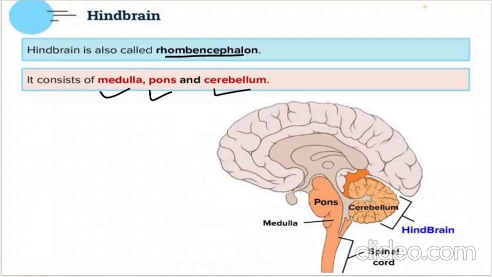Now, the midbrain also has many parts, but it's not possible to study each and every part. When you take up science and become a brain surgeon, you can study each and everything. So right now, as per our NCERT, we will go that way. Now, as I said, the hindbrain consists of the medulla, pons, and the cerebellum.